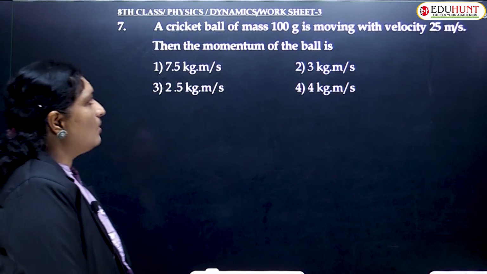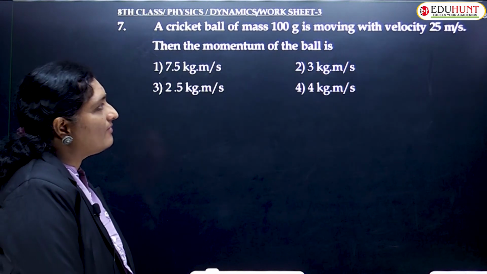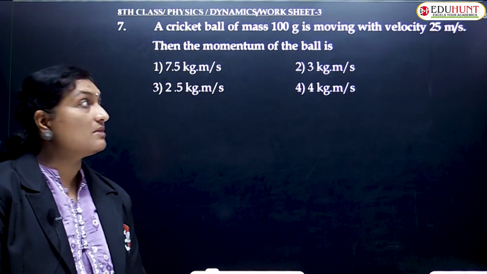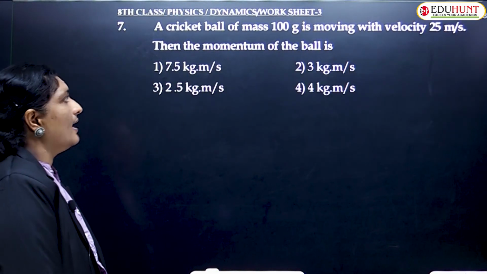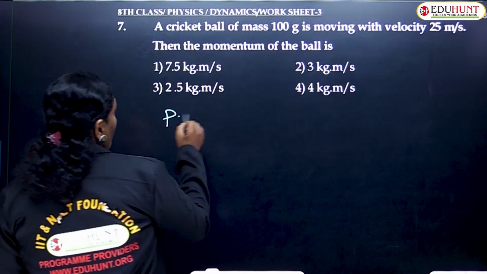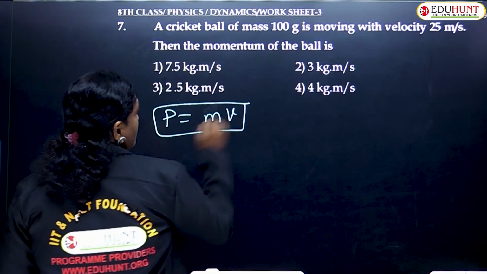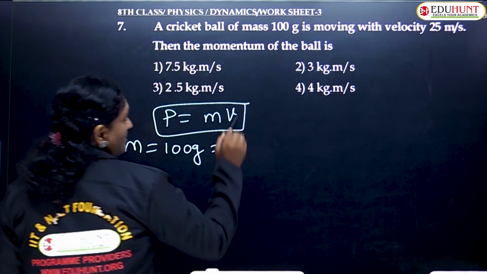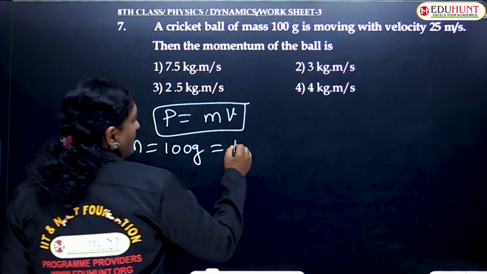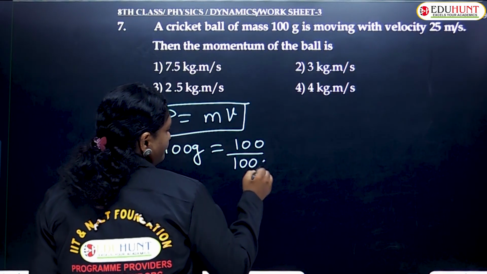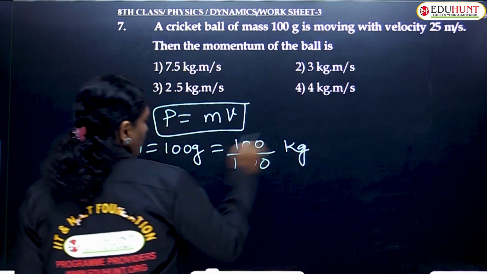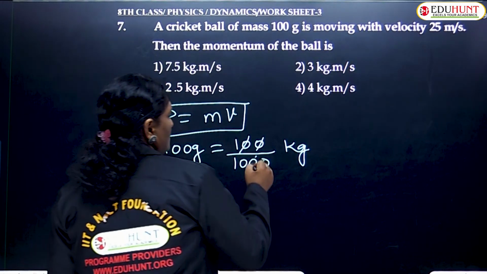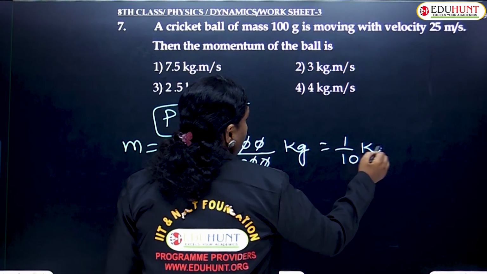Next question: a cricket ball of mass 100 grams is moving with velocity 25 meter per second. Here again, 100 grams is in the CGS system, and velocity is given in the SI system. So again you are asked to find the momentum. Same old formula, momentum is equal to mass into velocity. What is given, children? Mass is given as 100 grams. To convert this into kg, you have to divide by 1000. 1 gram is 1 by 1000 kg, so 100 grams is 100 by 1000 kg. The zeros will get cancelled, so you are left with 1 by 10 kg.